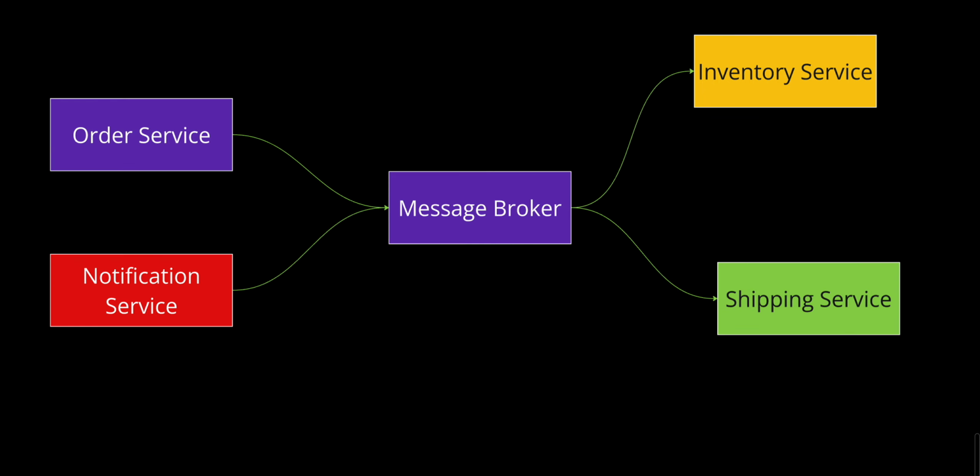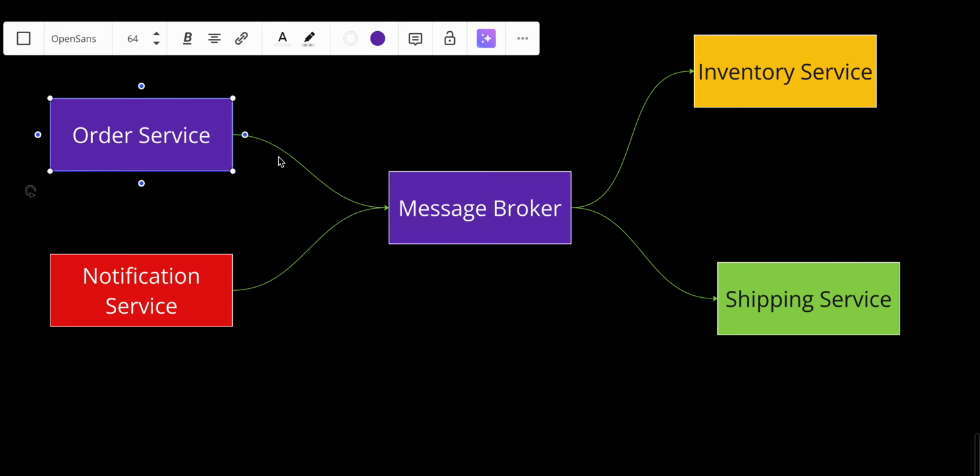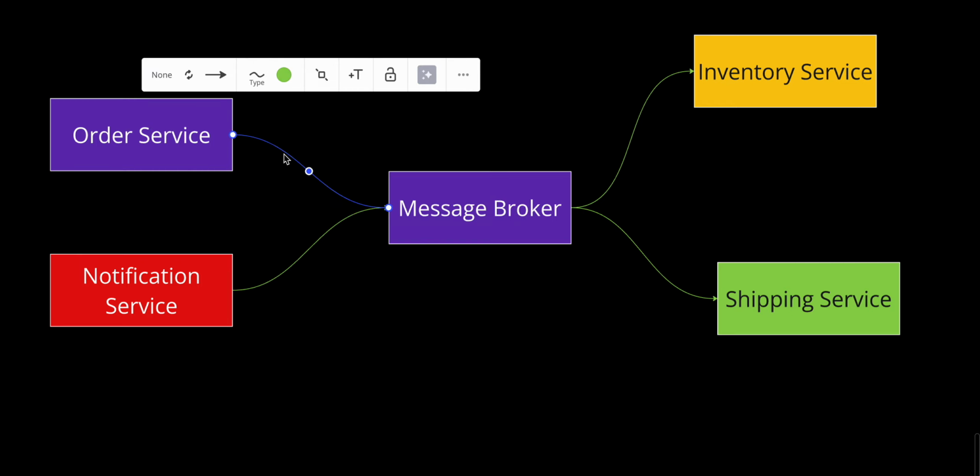So if you look at this example, we have the order service. The order service will publish a create order message when an order is placed. The inventory service will subscribe to update stock levels, and the shipping service will subscribe to initiate the shipping process. The notification service sends the confirmations, emails, or SMS.